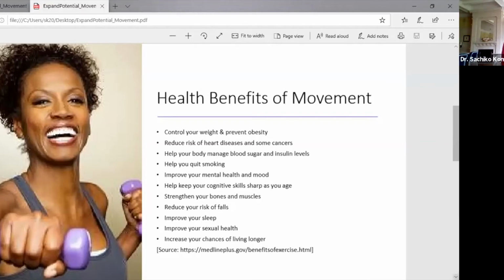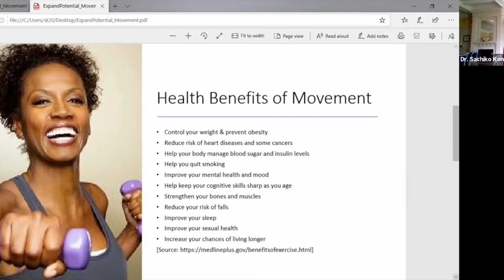By moving regularly, you can control your weight and prevent obesity, reduce risk of heart diseases and some cancers, help your body manage blood pressure and insulin levels. If that's the case that you want to manage, you need to move regularly and every day.